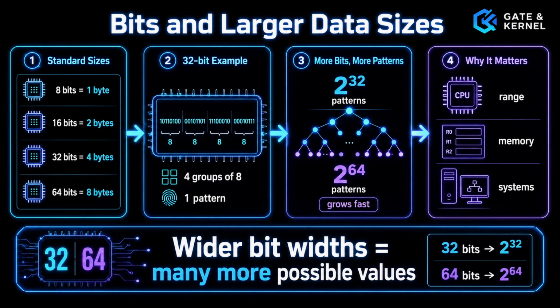Chapter 15. Bits and larger data sizes. Computers commonly use standard bit widths. 8 bits equal 1 byte. 16 bits equal 2 bytes. 32 bits equal 4 bytes. 64 bits equal 8 bytes. A 32-bit value contains exactly 32 binary digits. As the number of bits increases, the number of possible patterns grows extremely quickly. 32 bits provide 2 to the power of 32 patterns. 64 bits provide 2 to the power of 64.